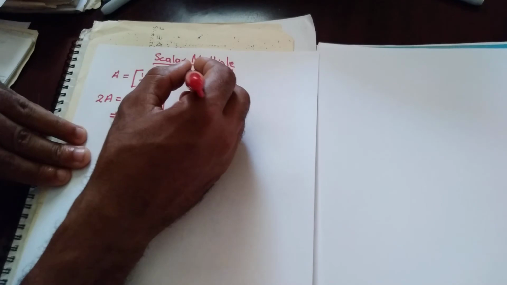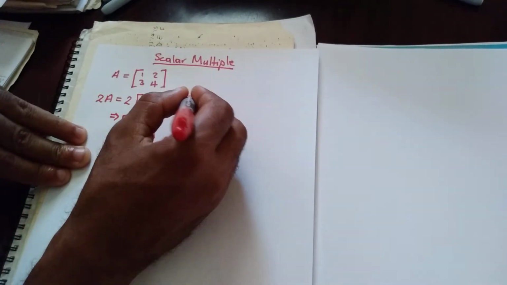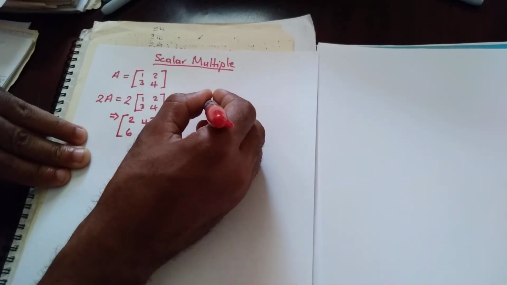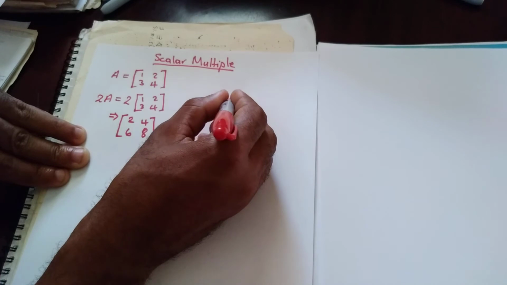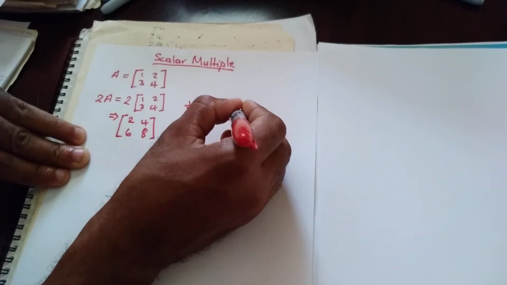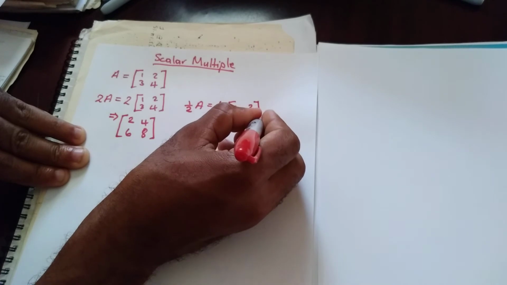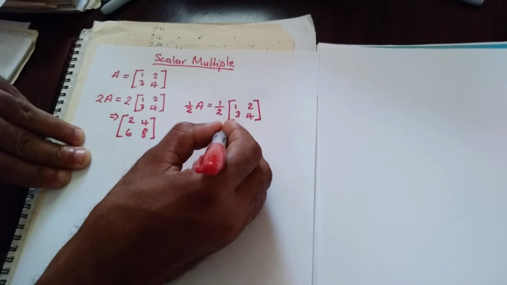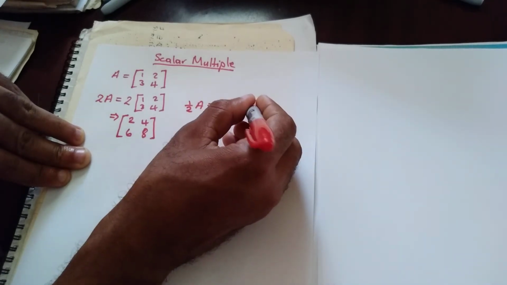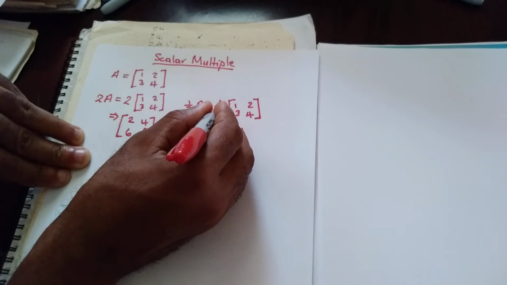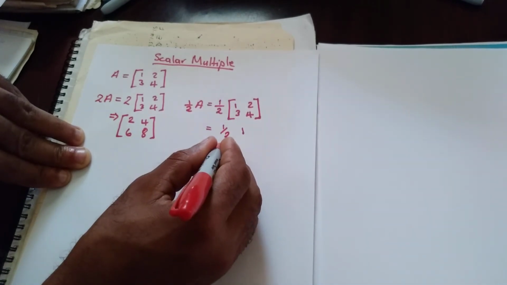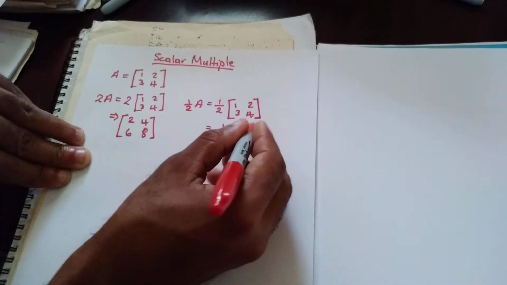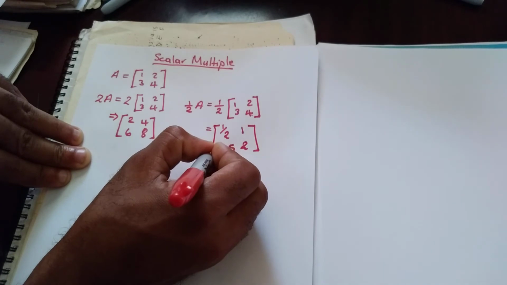So let's do another one. Let's say we're going to find half A. So half A would be equal to half of what A represents, 1, 2, 3, 4. So half of 1 is a half. Half of 2 is 1. Half of 3 is 1.5. And half of 4 is 2. So this would be the result for half A.